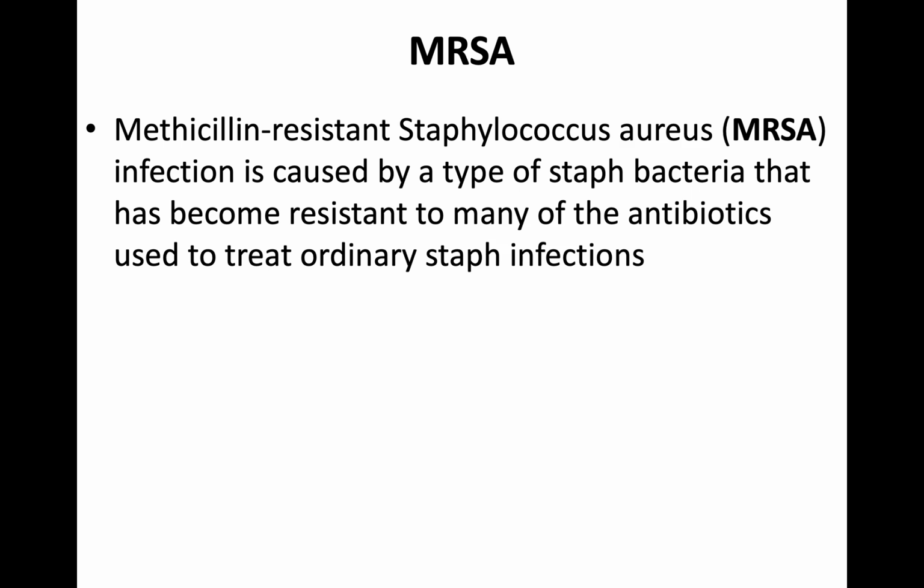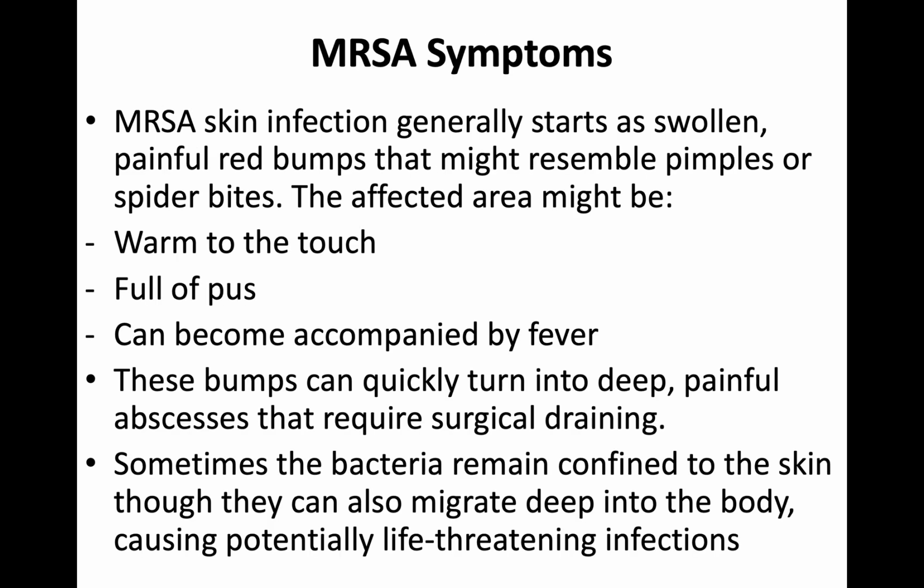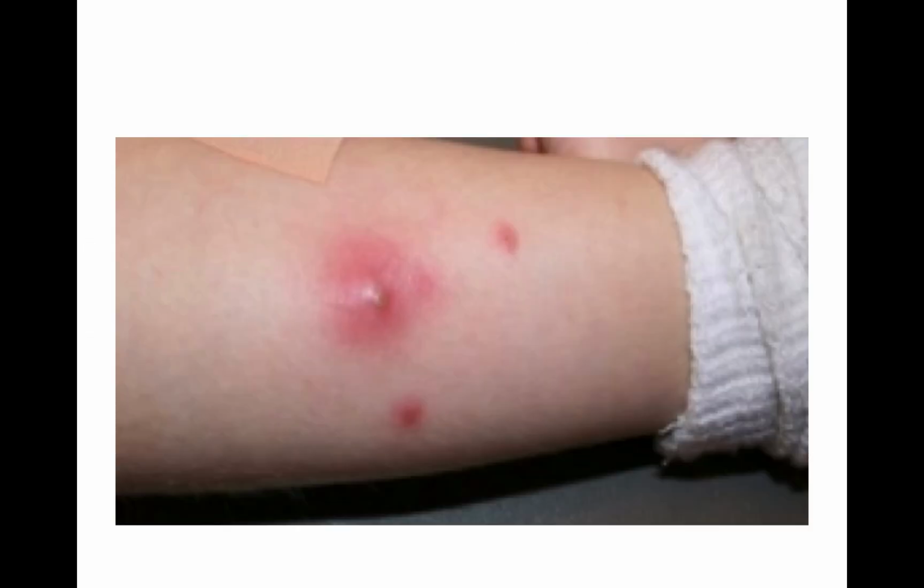It usually starts as a skin infection that's caused by a staph bacteria that is resistant to many, but not all, antibiotics. The symptoms of MRSA start off as swollen red bumps that may resemble spider bites. Bumps can be warm to the touch. They can be full of pus. And if it goes on untreated, a fever can develop. These bumps, if untreated, can become abscesses, which can be problematic. If the infection goes untreated or the abscesses become too severe, then clients can become bacteremic, which means the bacteria gets into the bloodstream.